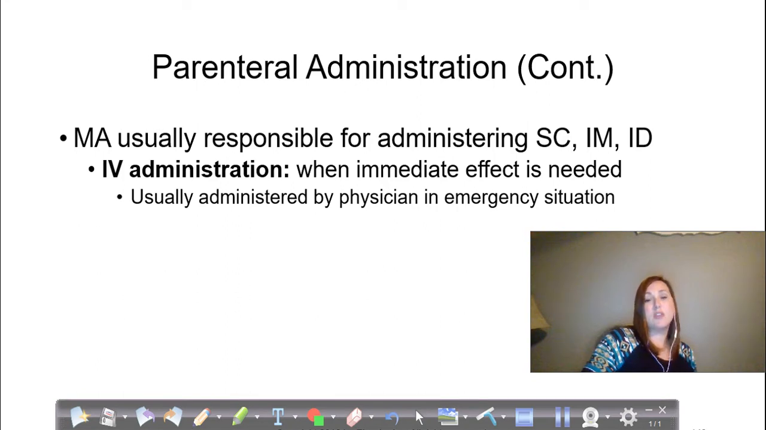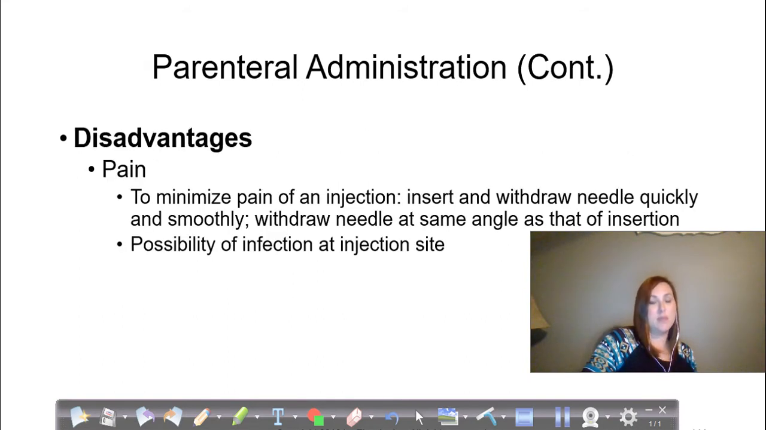As the medical assistant, you're usually responsible for administering those parenteral medications, but it might be administered by the doctor if it's an emergency situation. Just depends on what area you're in. IV administration might be during anaphylaxis or really significant or severe dehydration.